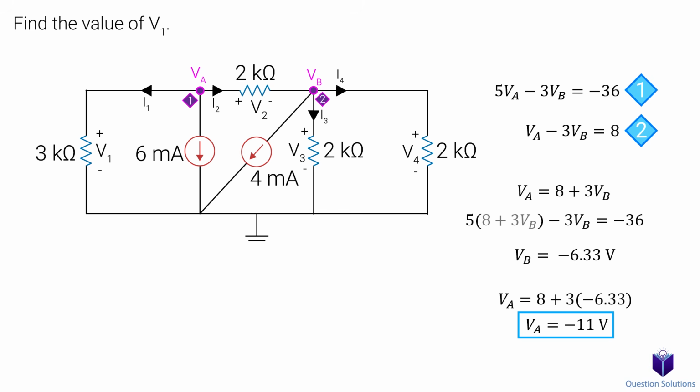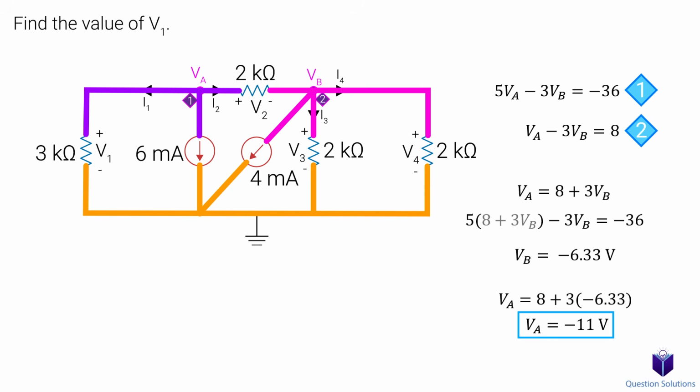There is something important that should be noted from this problem. We can see that while this circuit had 3 nodes, we only needed 2 equations to figure out the unknowns. This is the case for all circuits. If you have, for example, 5 nodes, then you only need 4 equations to solve for all the unknowns.